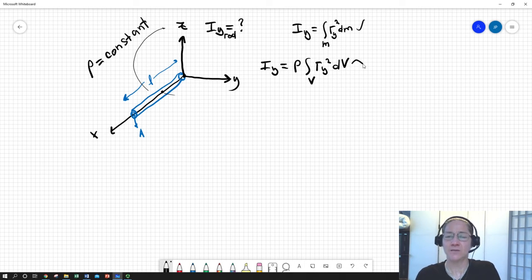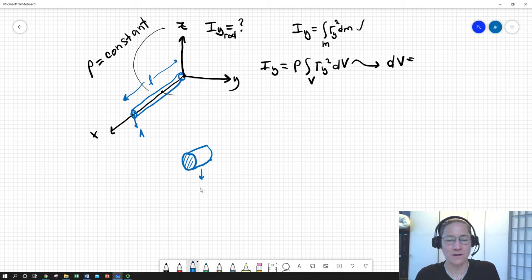So as was the case with things like centroid and center of mass, next our objective is to identify a volume element, dV. So we can take a look at this rod. Let's blow it up here a little bit. This is a pretty simple problem, but we're just making sure we understand this.